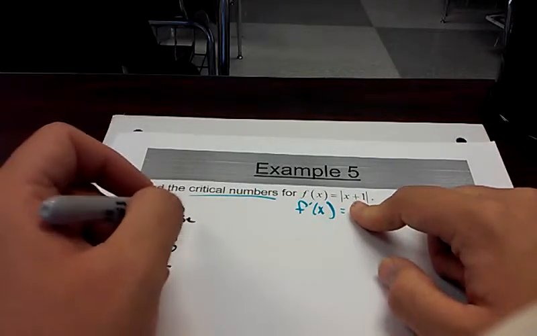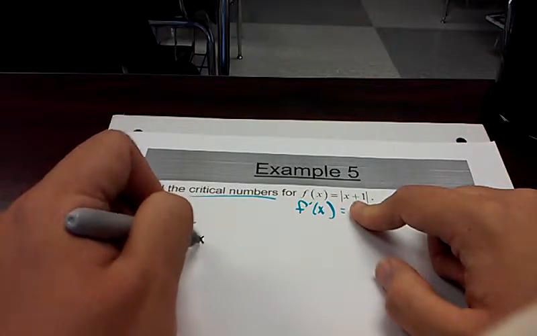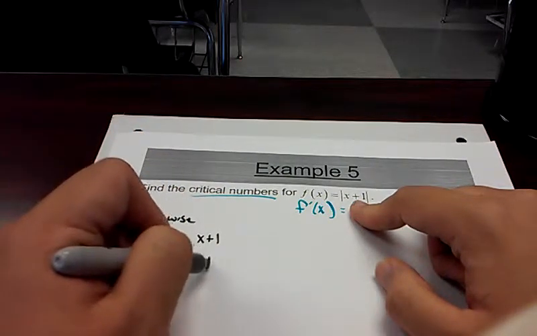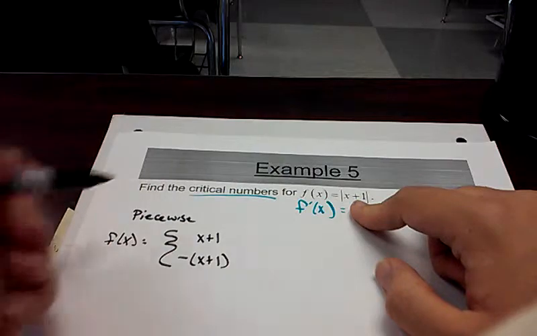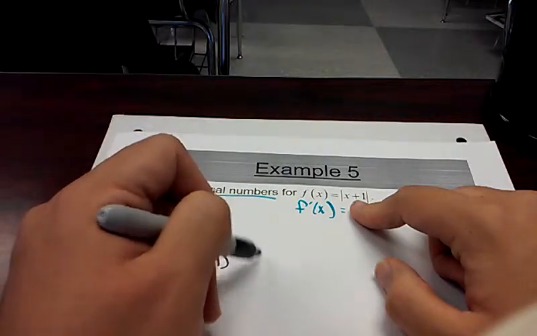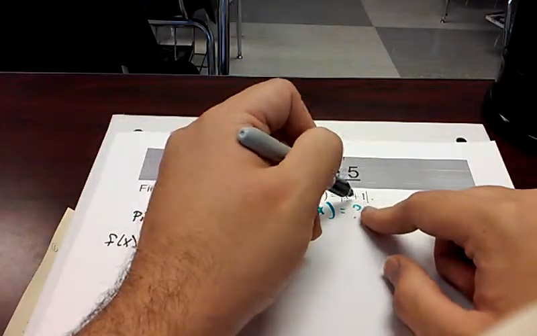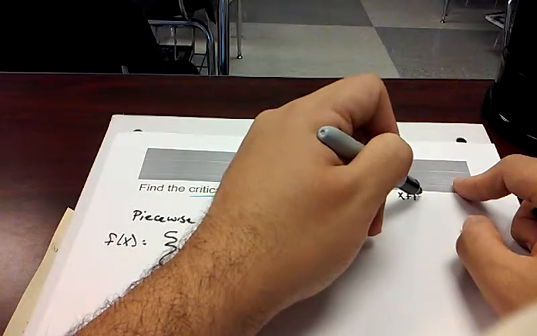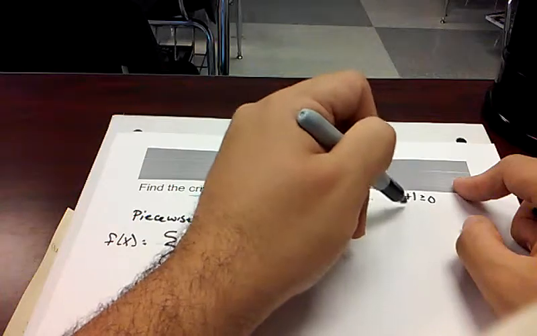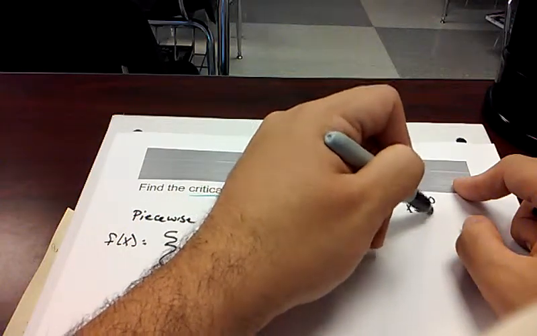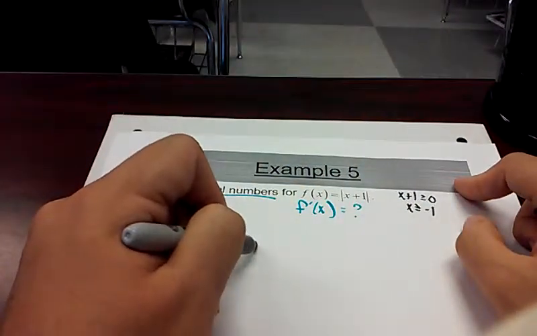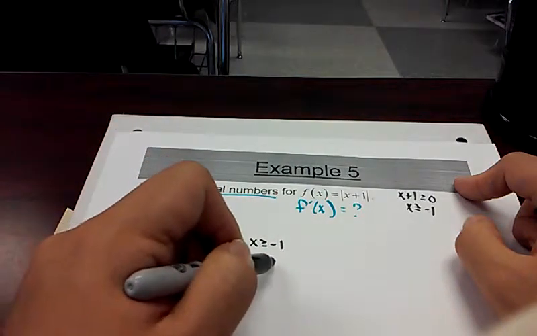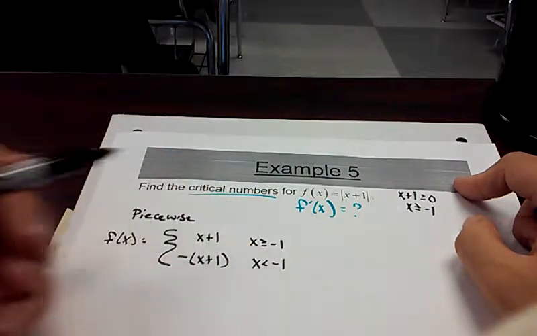So remember, with absolute value, I can have just x plus 1, or I could have the opposite, negative x plus 1. And then the way that we figure out our restriction over here, you take the x plus 1 and you set it greater than or equal to 0. So this is going to be x is greater than or equal to negative 1. So it's the positive value when x is greater than or equal to negative 1. It's the negative value when x is less than negative 1.